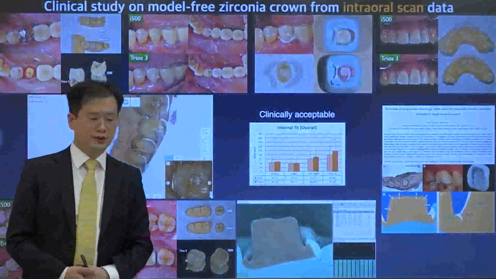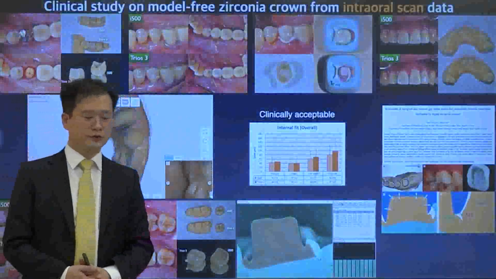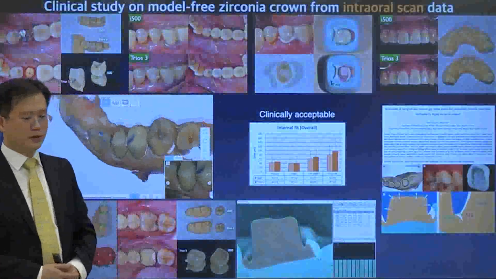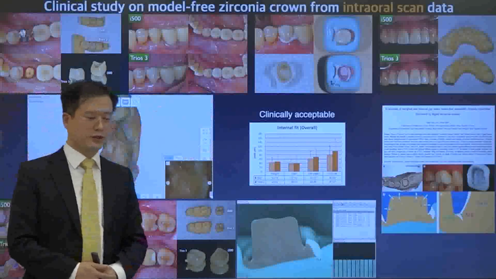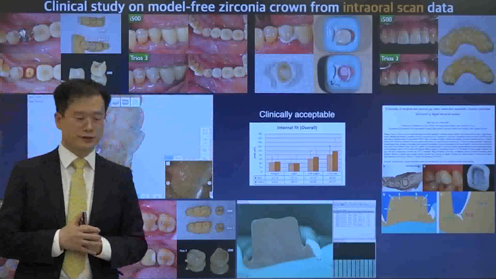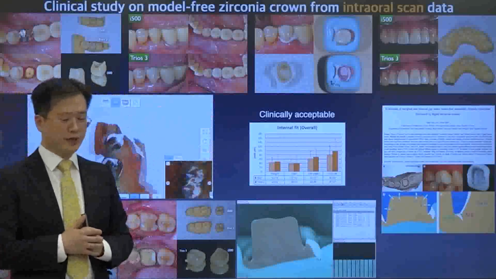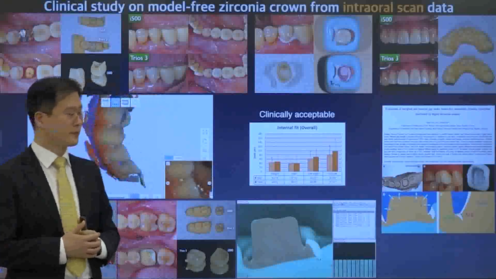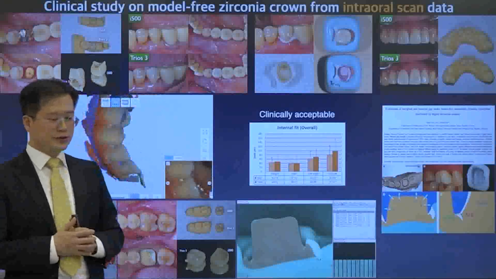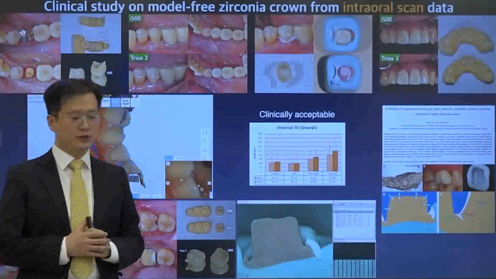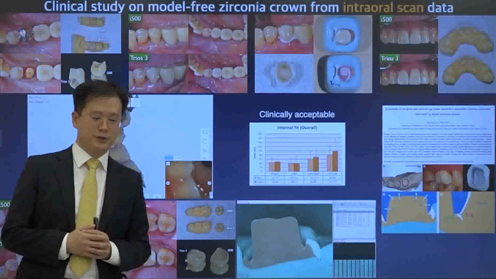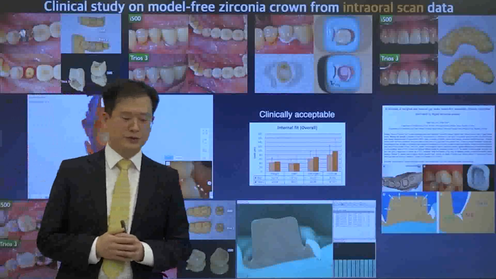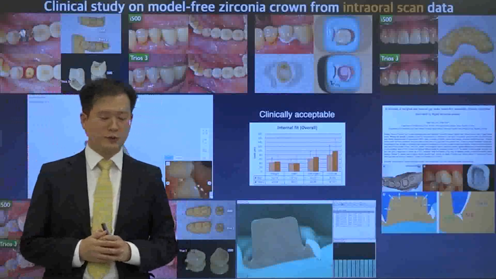The second approach, as you know, is the model-free zirconia crown. I have conducted a clinical study of model-free zirconia crowns made with different intraoral scanners, and reported that both scanners are sufficient for clinical use. I'm going to skip the details about this because most of you are familiar with this concept, but briefly, the intraoral scanner is all the way through enough for simple treatment.